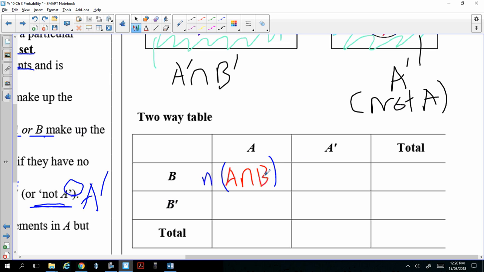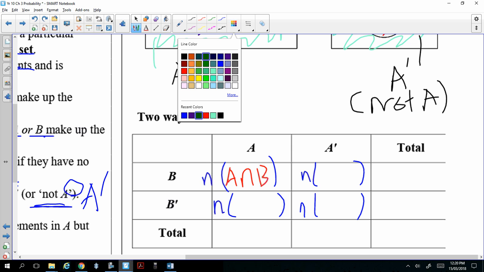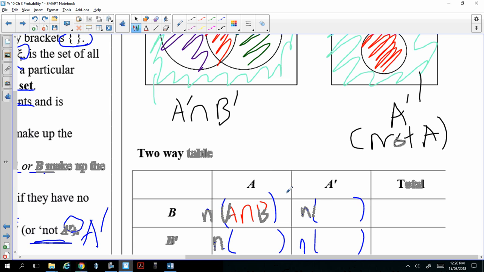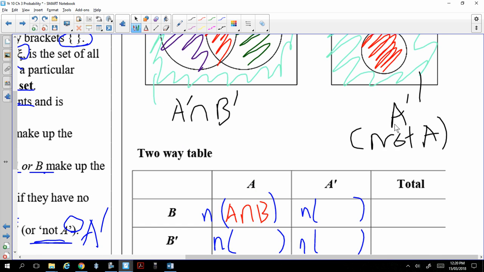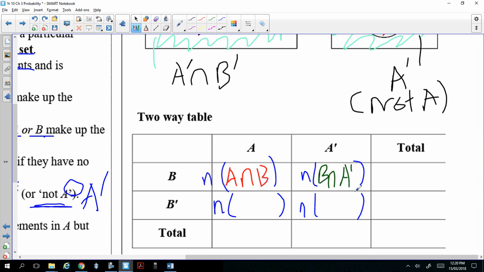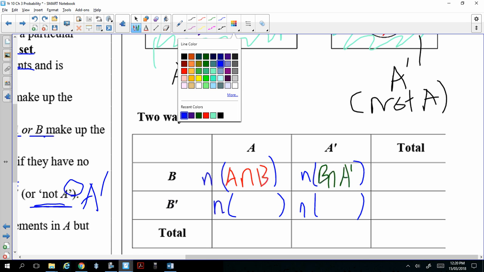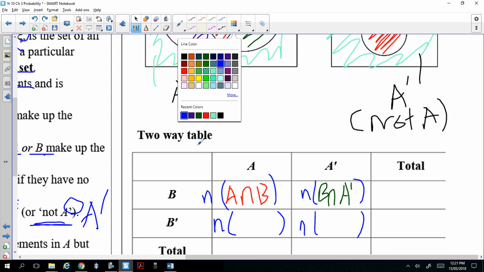So the next one is an N bracket, N bracket, N bracket. And then we're going to write down this one. The next one is B only, right? Remember, B only is B and not in A. So you write B, not in A. And this one's A only. I did it in blue, right? No, I did it in purple. So this will be A, not in B.